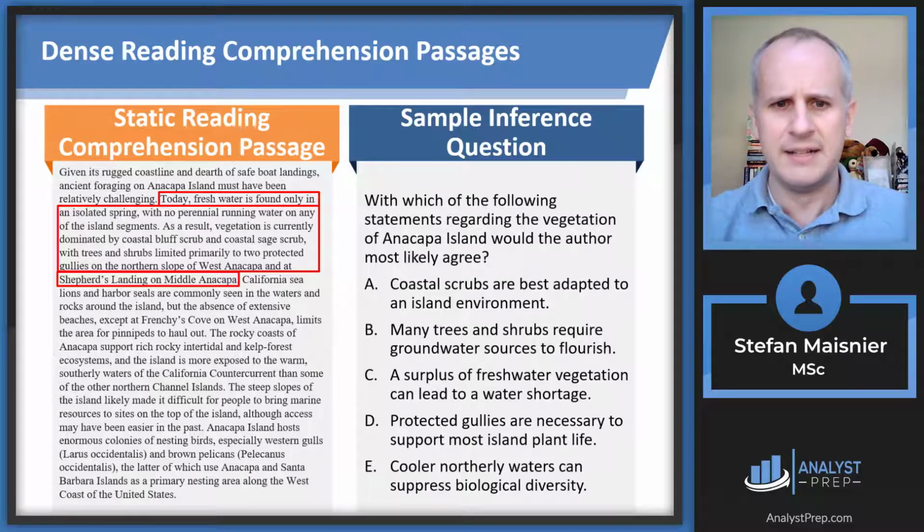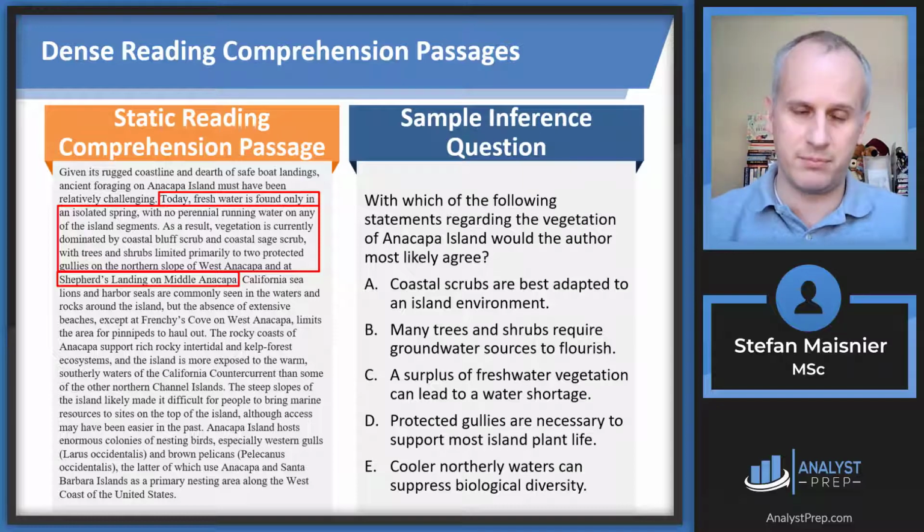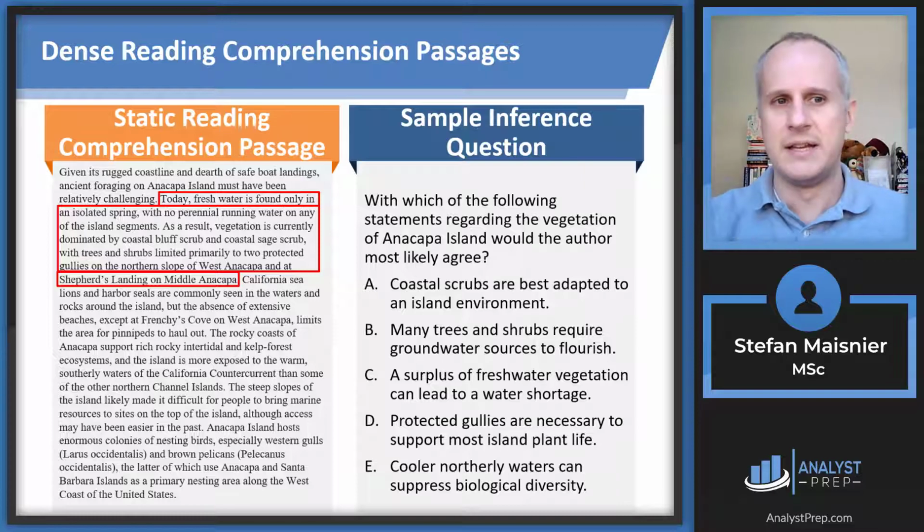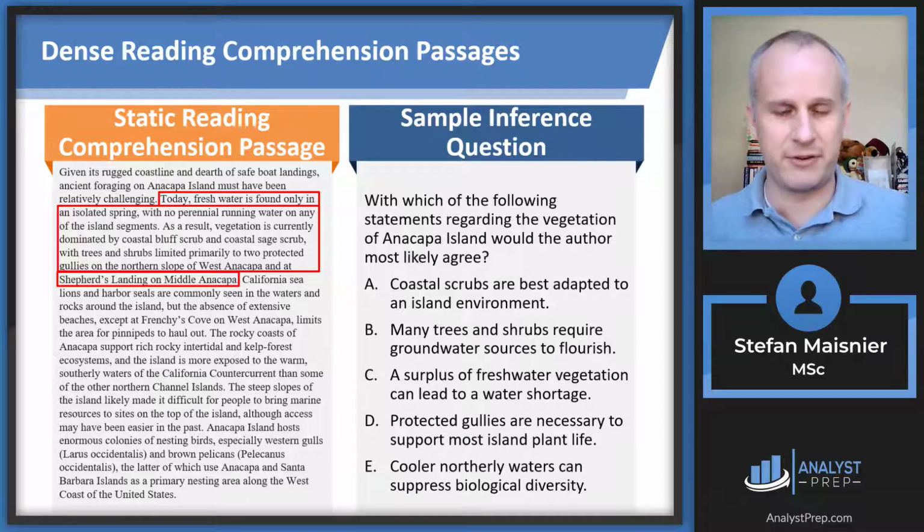But today, freshwater is found only in an isolated spring with no perennial running water on any of the island segments. As a result, so kind of bringing that conjunction to the fore, we know what the result is coming from.